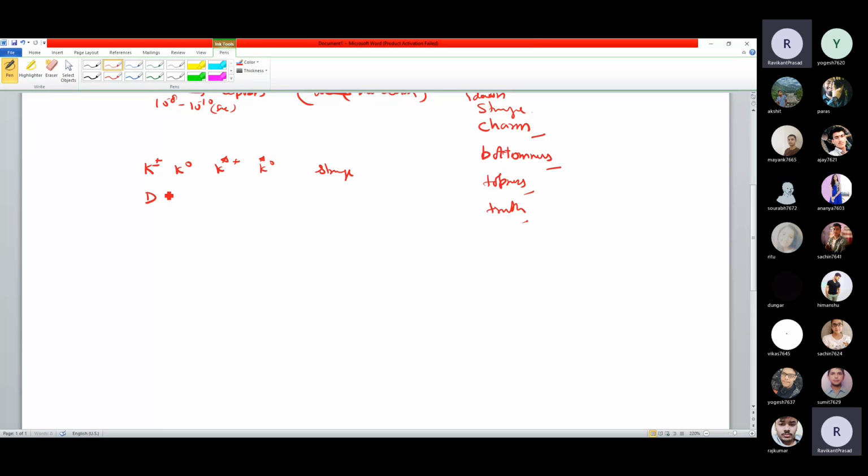Then we have D particles, which is D plus, minus, D0. And again we have D star plus and D star 0. They are charm, so they are charm mesons. तो charm meson का example क्या है? D. अगर exam में भी कहीं आता है कि give one example of strange meson, give one example of charm, and give one example of bottomness, so you can write these. Then we have B plus and B0. They are bottomness. And then we have F particle, and this F particle is strange and charm both, meaning they behave in both ways.